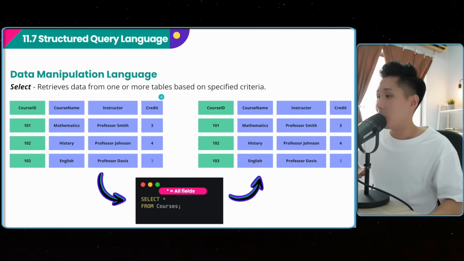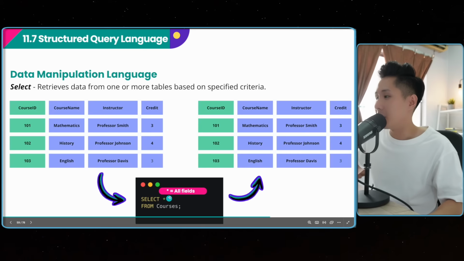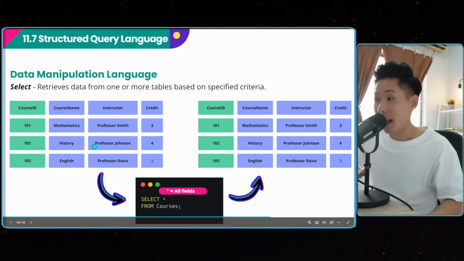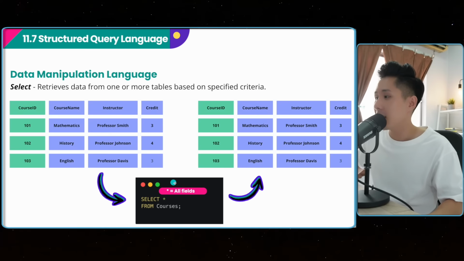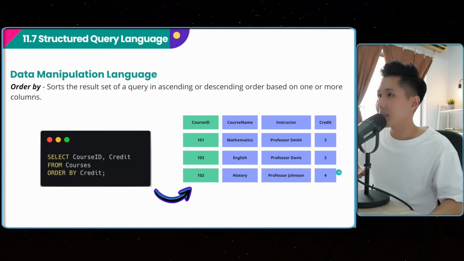It's not the data that's stored, it's just a representation of the query that the user is making. So another example, if the user wants everything, instead of typing select course ID, course name, instructor, credit, they can just put a star. Star signifies that I want all the fields to be included. So this is what you will receive instead.